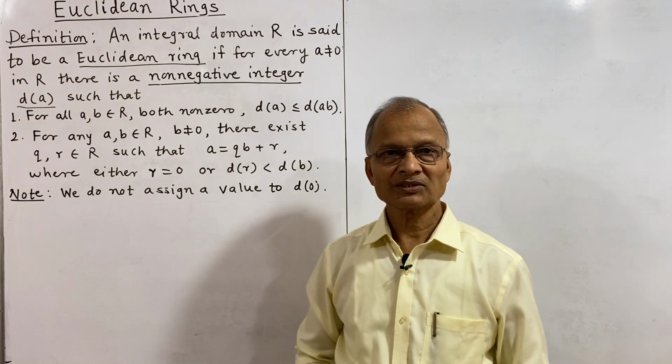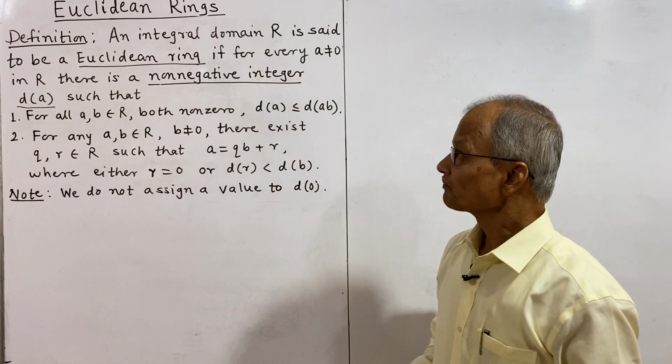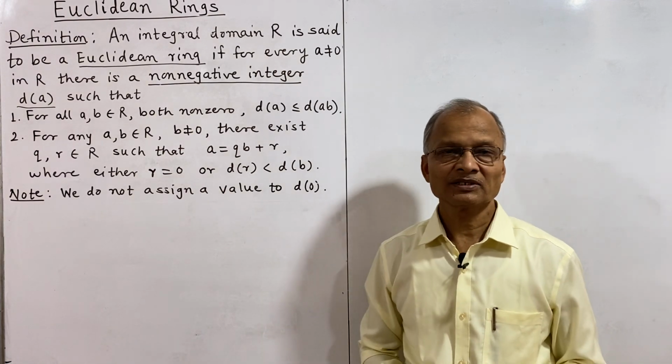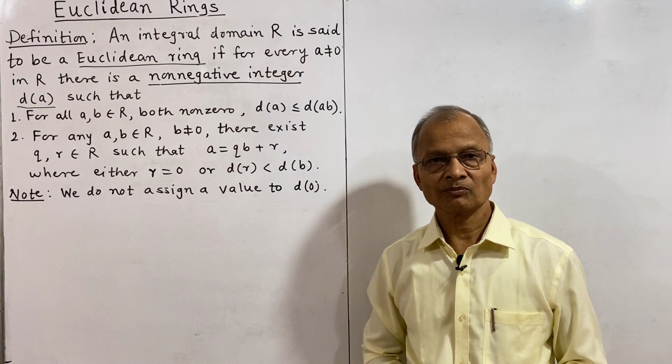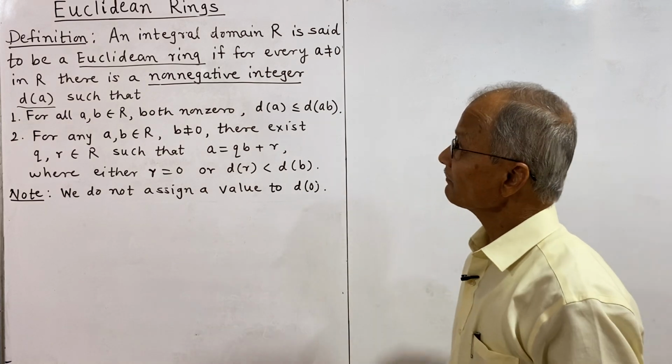In this lecture we shall study special types of rings which are known as Euclidean rings. I have written here the definition. We shall see the definition, then we shall see some examples of Euclidean rings, and then we will prove properties of Euclidean rings as theorems. So I have written the definition here.